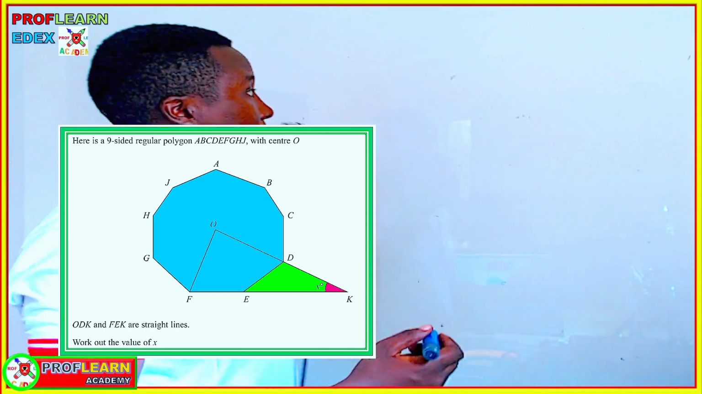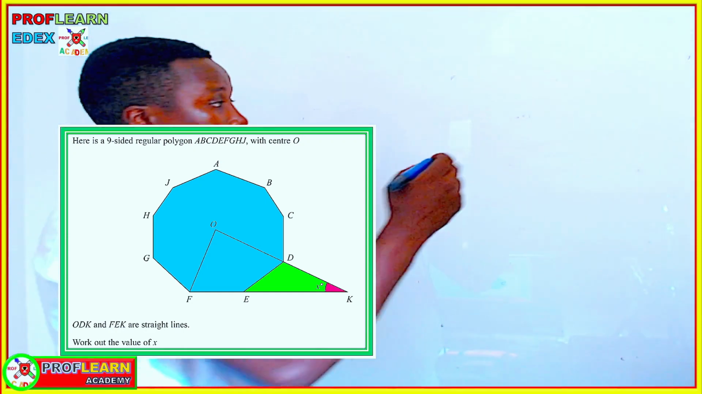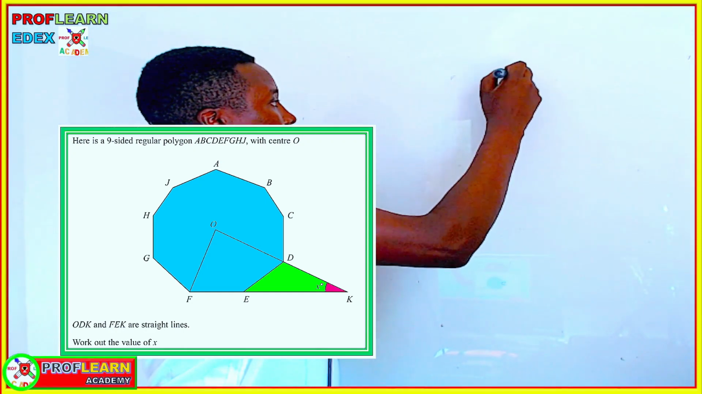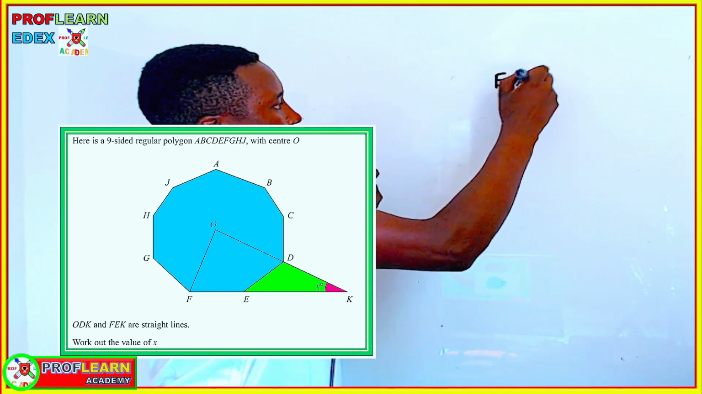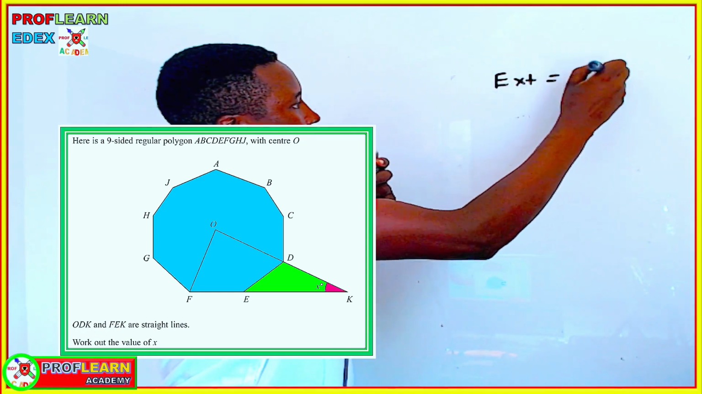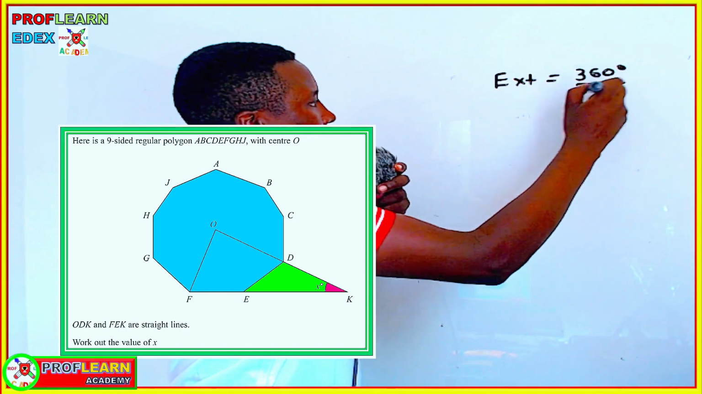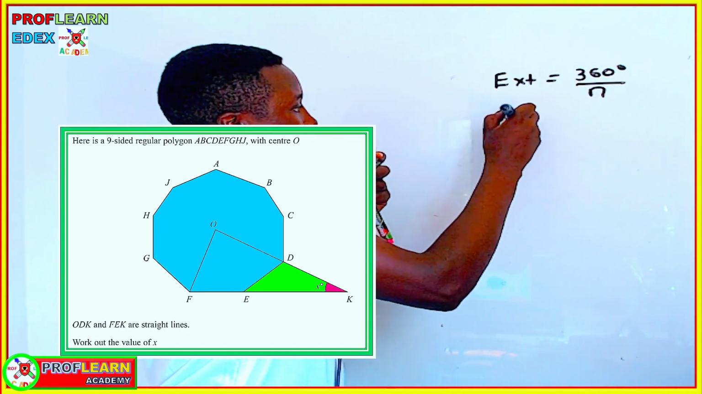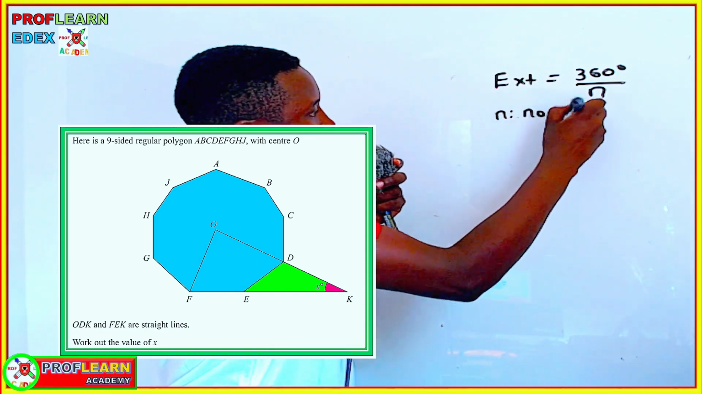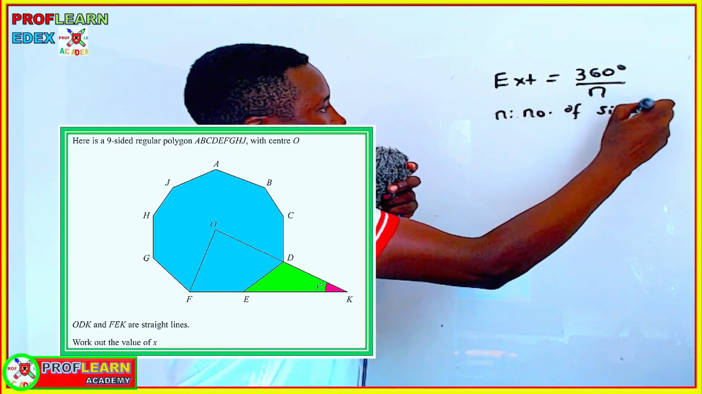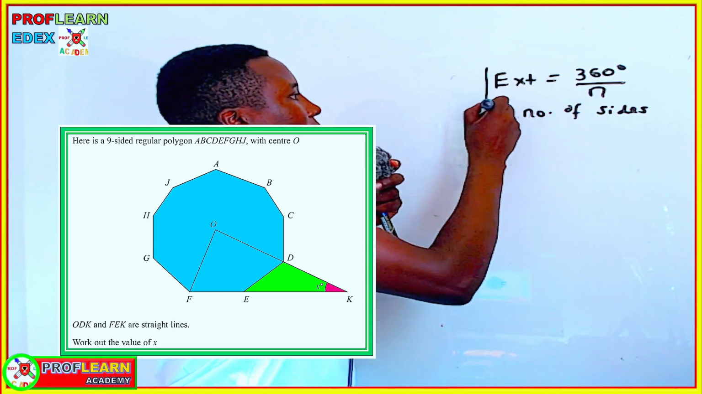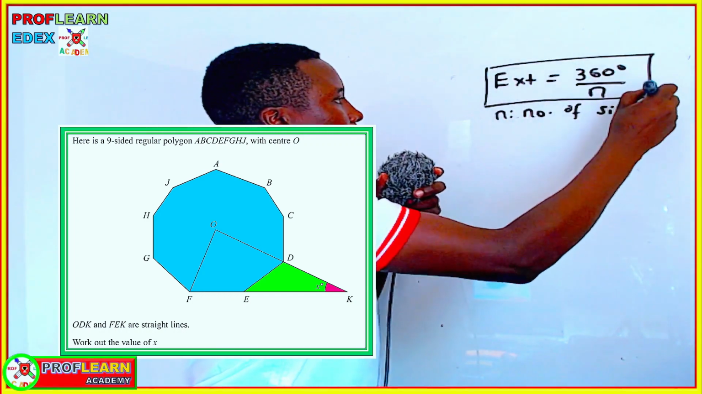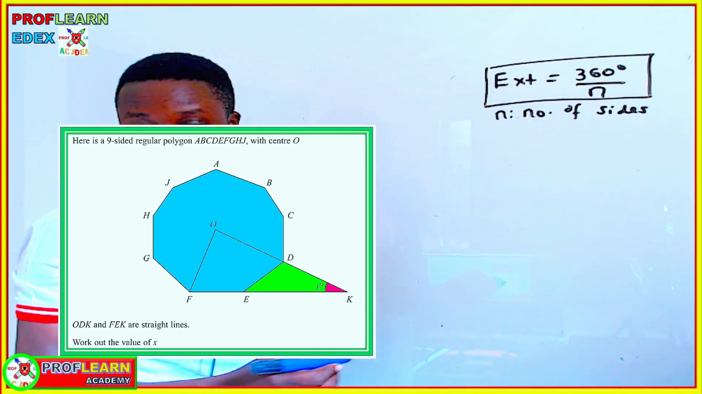Now, before looking into this question, you need to understand some of the formulas you need. For instance, the exterior angle is equal to 360 degrees over n, where n represents the number of sides. So this formula is very important whenever you are trying to work out polygons.